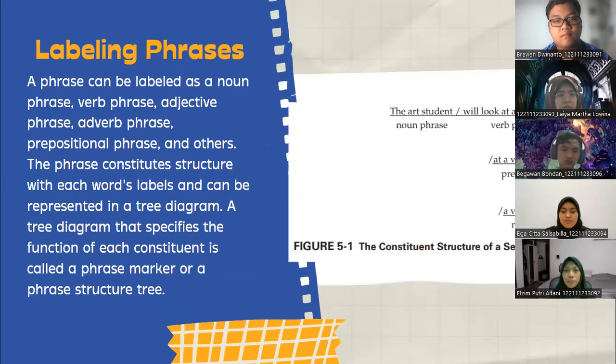Labeling phrases. A phrase can be labeled as a noun phrase, verb phrase, adjective phrase, adverb phrase, prepositional phrase, and other. The phrase constituent structure, with each word's labels, can be represented in a tree diagram. A tree diagram that specifies the function of each constituent is called a phrase marker or a phrase structure tree.